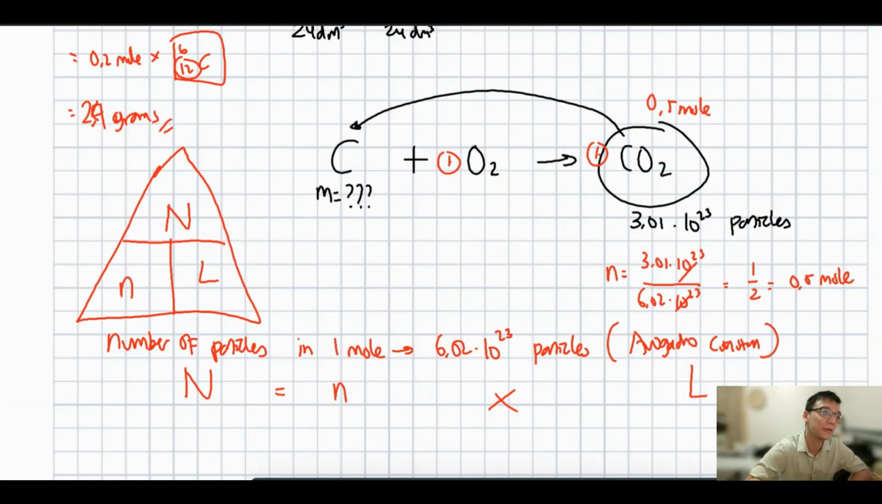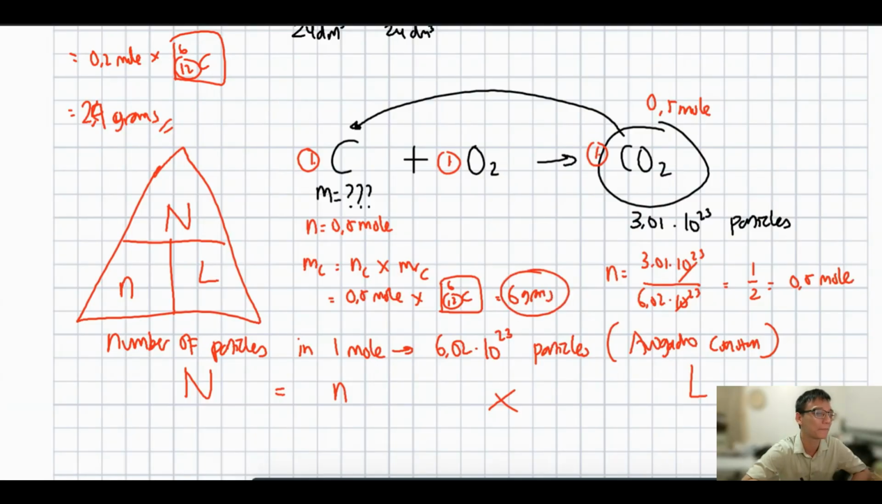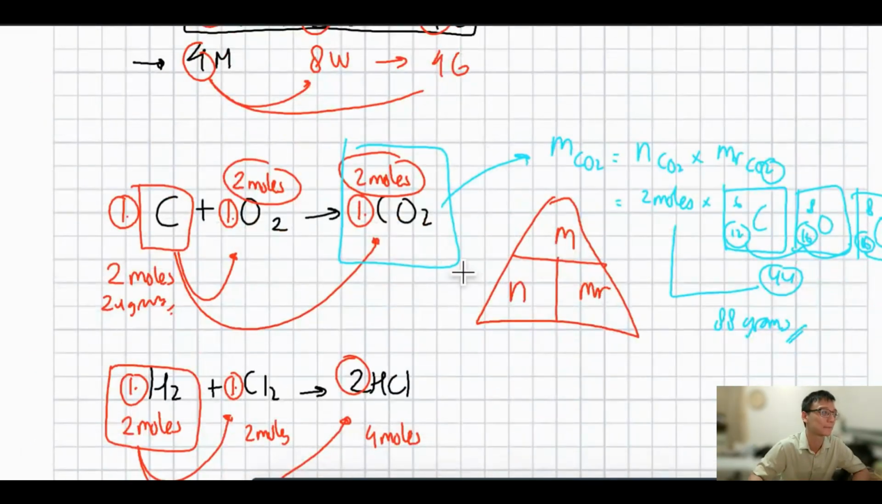Since this is 0.5 mole and all the ratios are 1, we can assume that this is also 0.5 mole. That is why the mass of carbon would equal the mole of carbon multiplied by the Mr, or the atomic mass of carbon. So 0.5 mole of carbon-12 will be equal to 6 gram. Okay? So provided the number of particles, you could still do a calculation that gives out the mass of something.